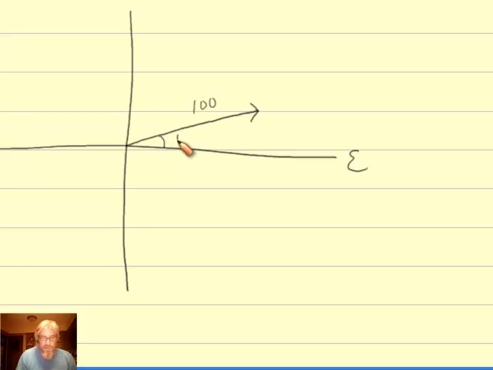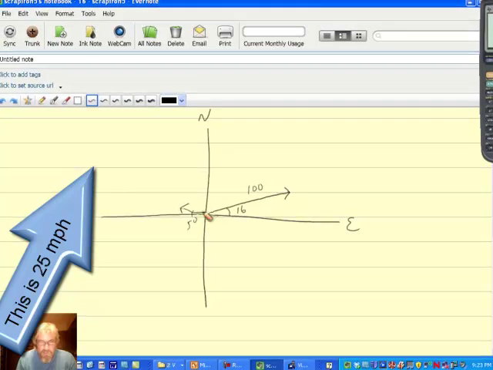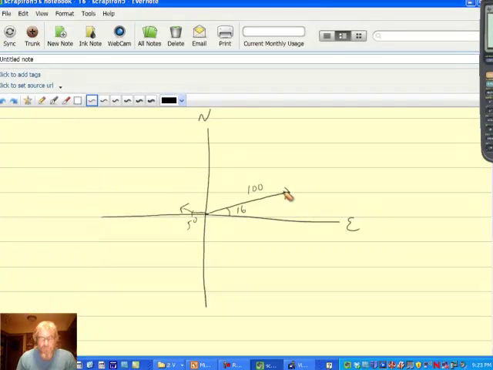The wind is 25 miles an hour at 5 degrees north of west. So this is a 5-degree angle. Now what I want to do is make a triangle that I can then use the law of cosines and law of sines to solve the problem. So I'll slide this over here and redraw it as a triangle. I'll start down here. Here's my 100, and then here's my 5.